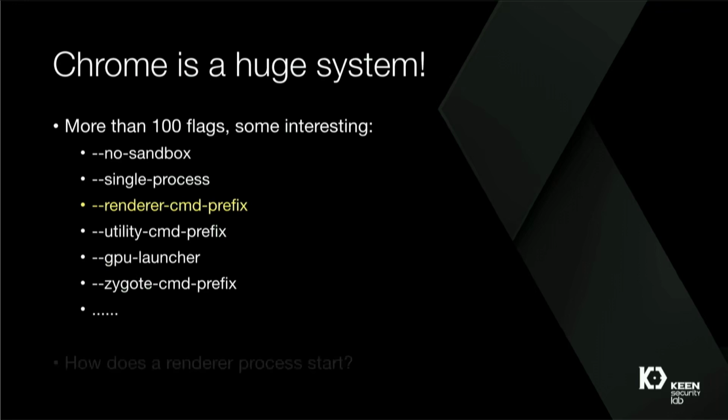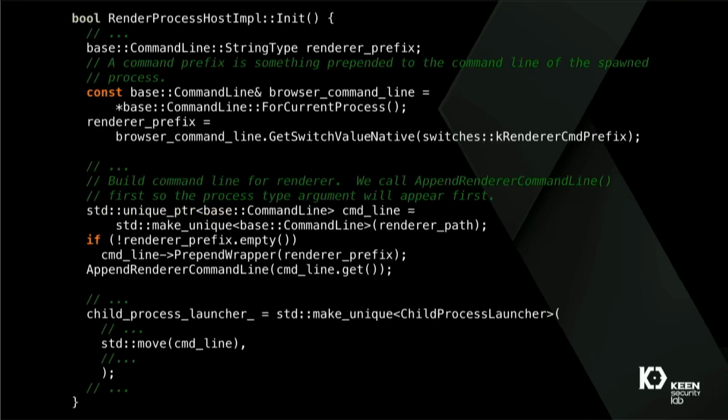To dig more about it, let's check how a renderer process starts. Each rendering process corresponds to a render process host on the browser side, responsible for the management of the process. During the initialization, it first gets the value of renderer command prefix from the browser command line. And then it prepends the renderer command prefix value to the command line variable. Finally, it uses the variable to launch the child process.